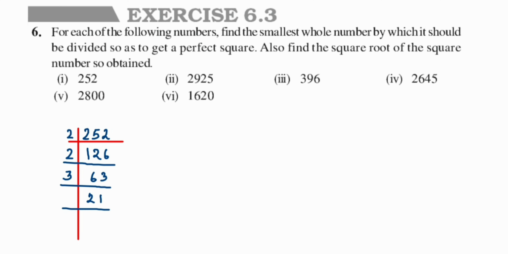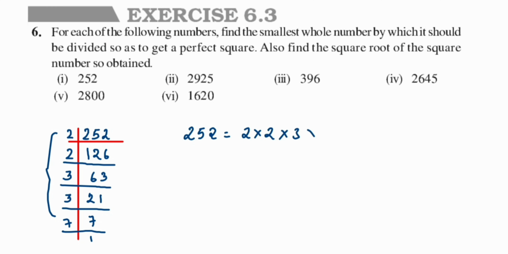Now this 21 is again divisible by 3. So I'll take 3 again. 3 sevens are 21. So 3 and then 7. And then 7 is a prime number, so we'll get 7 ones are 7. Now whatever factors I got here, I'm going to rewrite. So 252 can be written as all the factors you got: 2 into 2 into 3 into 3 into 7.